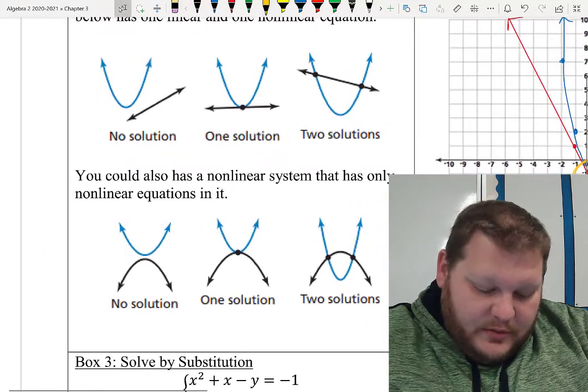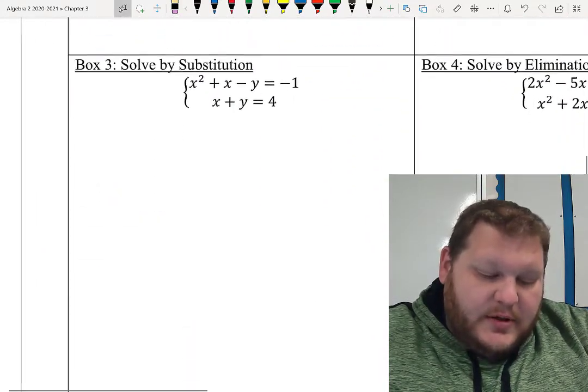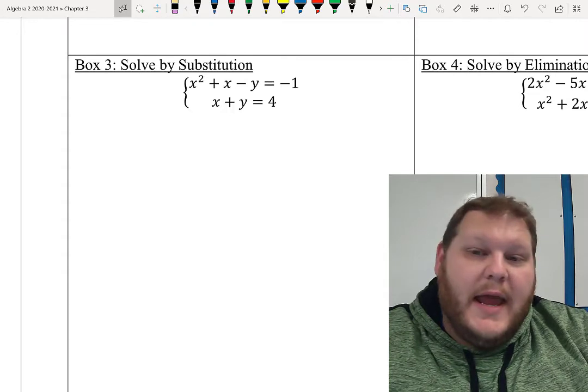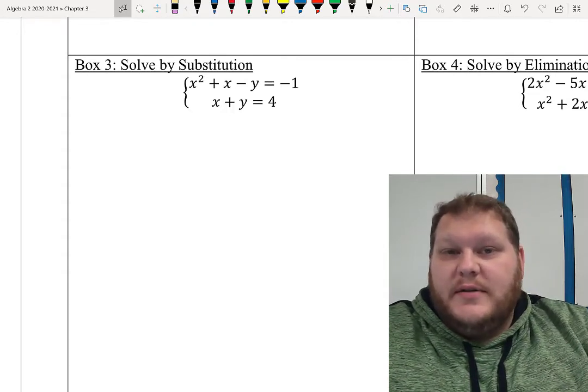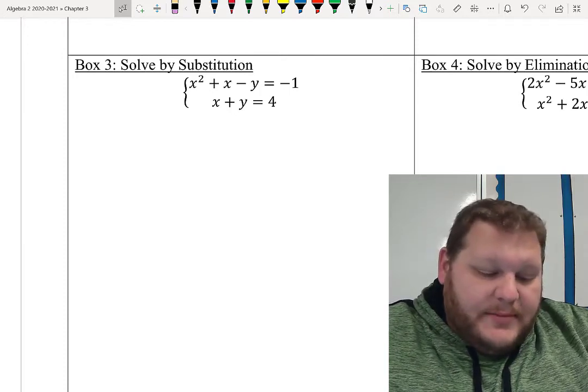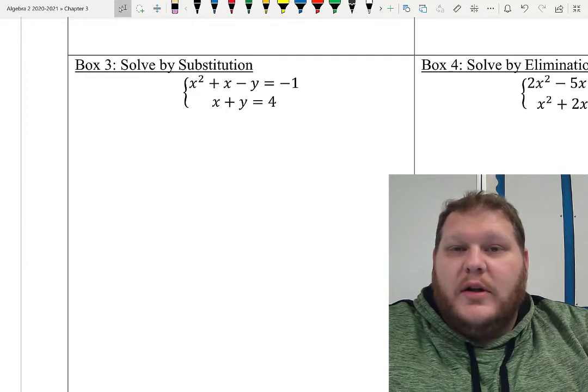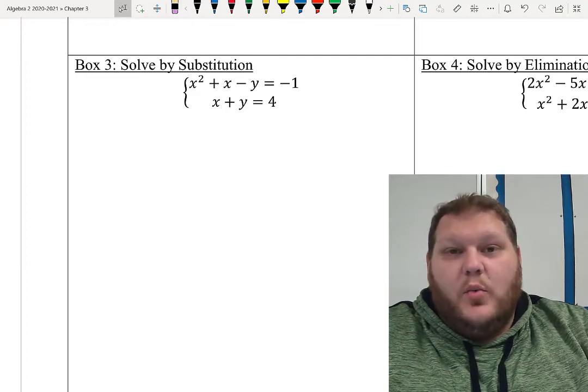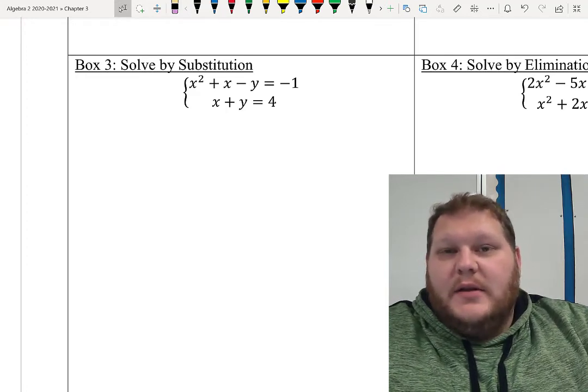Moving on over here to substitution. Substitution is, as usual, my favorite method of solving. It's usually the most reliable and the easiest to get set up. With substitution, just like we had before, we're going to solve for one of my variables in one of my equations and plug that into the other equation.